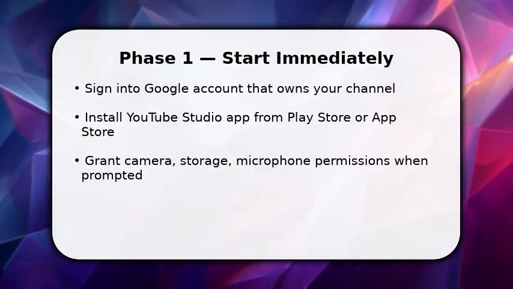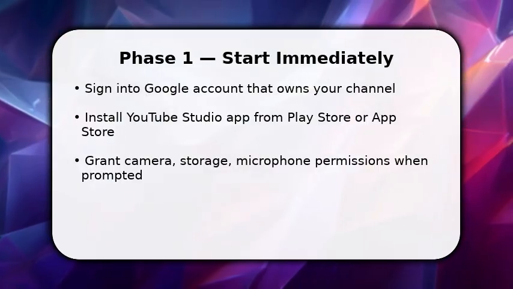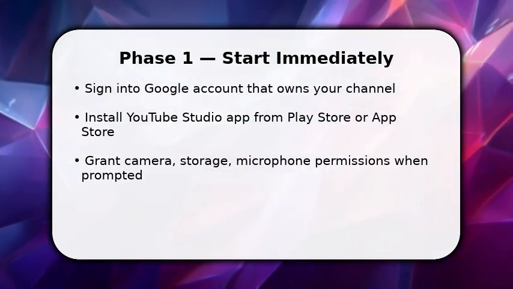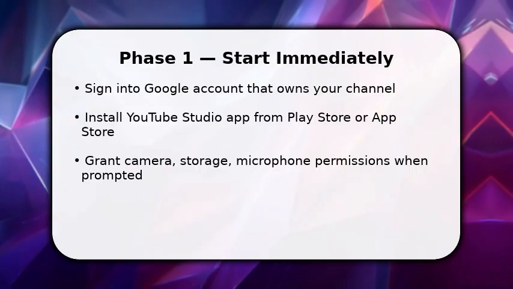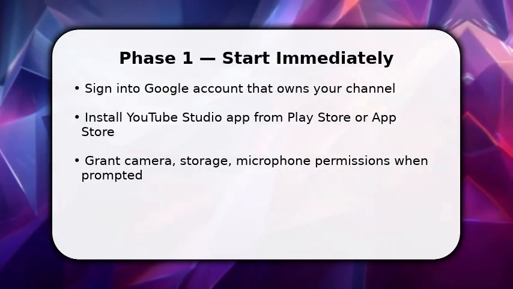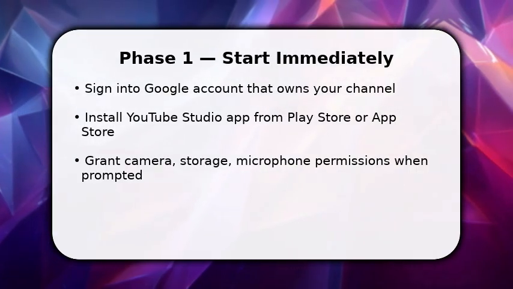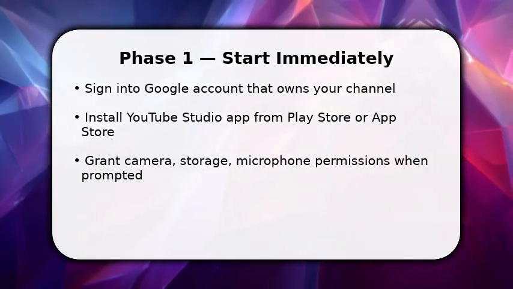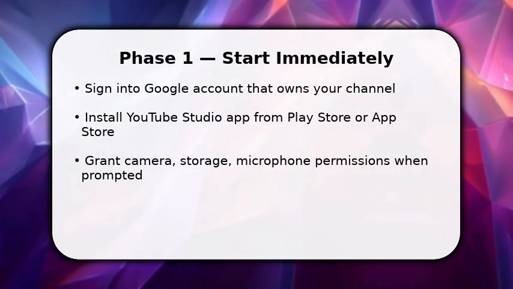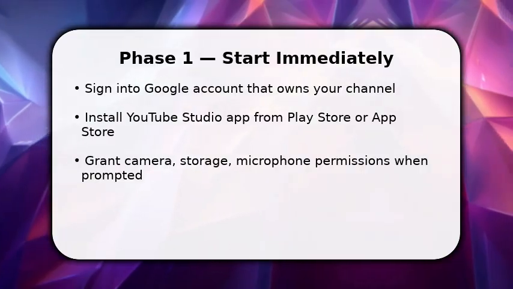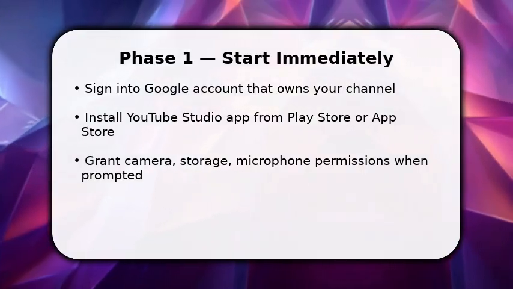You need a YouTube channel and the YouTube Studio app? Start now. Sign into the Google account that owns the channel because Studio links to that channel. Once signed in, install the official YouTube Studio app from your device store and open it. Make sure to grant camera, microphone, and storage permissions. These allow uploads and thumbnail edits.